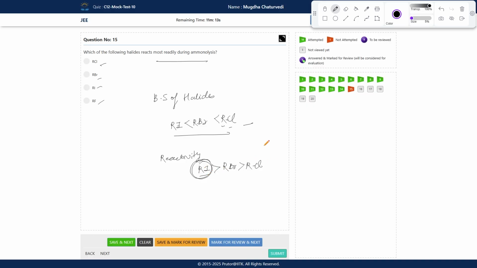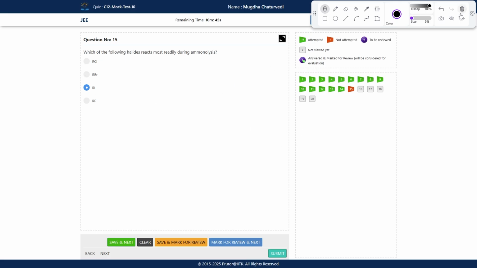And if I talk about RF, then RF does not undergo ammonolysis as their bond strength is very high. Okay, their bond strength is quite high, so they do not undergo ammonolysis. Okay, so the right answer for this question, which reacts more readily, will be RI. So the right answer for this question will be option number C. Okay, now let us move on to the next question.